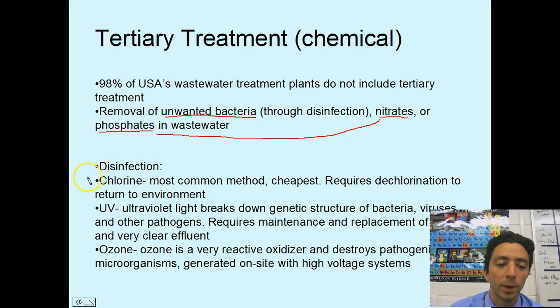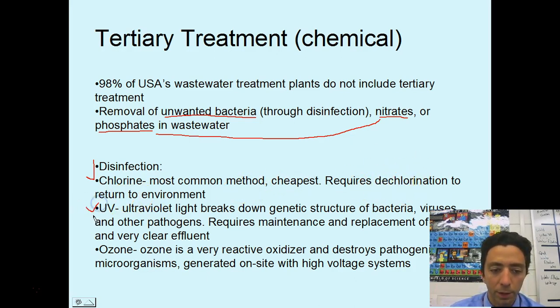And there's a couple different ways. One of them is through chlorine. We can move chlorine through the water. It's very cheap. It's really common to do. The problem is at the end of it, we have to dechlorinate again because chlorine is harmful to the aquatic organisms. So we can't just pump out that chlorine-containing water. We've got to remove that at the end.